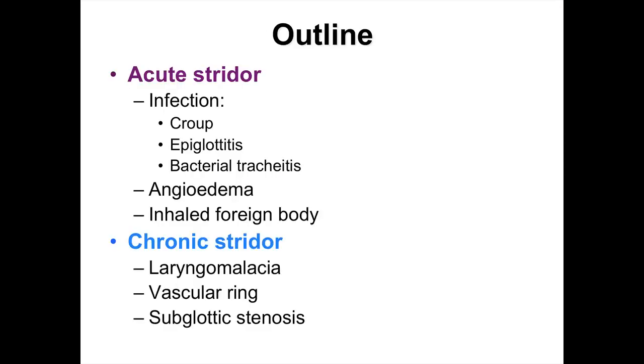The outline of the talk is going to be first to cover acute stridor and the infective causes of that, and angioedema and inhaled foreign body, and then to talk about some causes of chronic stridor. The hallmark of upper airway obstruction is stridor, and this can be acute or chronic.